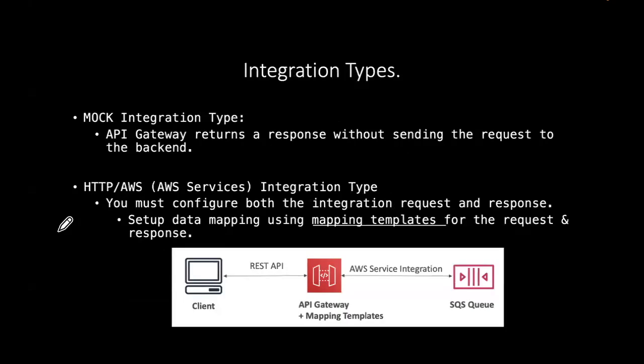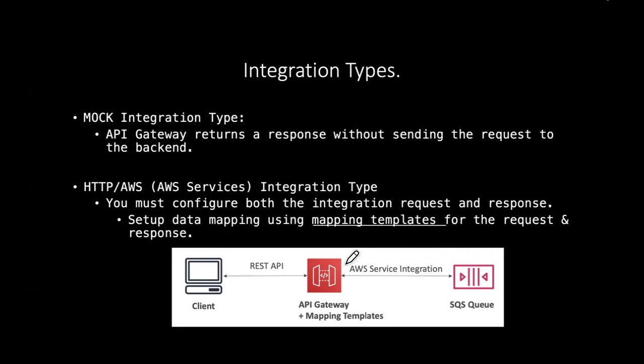Now, so here's the API Gateway, right? And I'm calling this over here the backend. Now, it turns out that the backend isn't just restricted to Lambdas. The backend could be other types of resources as well. For example, here I'm showing you that the backend is an SQS queue.